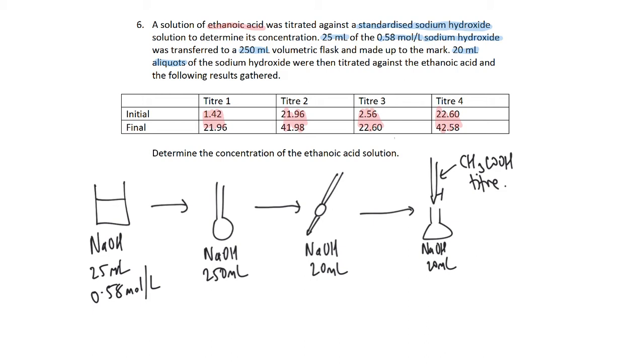Then we have to think, where is our known substance? Our known substance is all the way over here. This is where we're going to start the calculation, and we're going to follow it along until we get the concentration of this CH3COOH titer, because that's what we're asked to do.